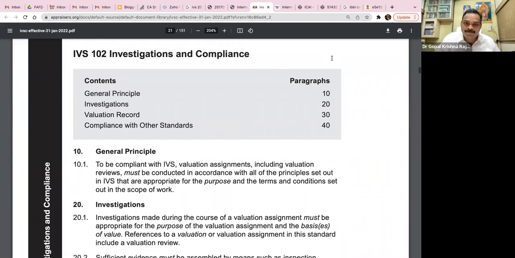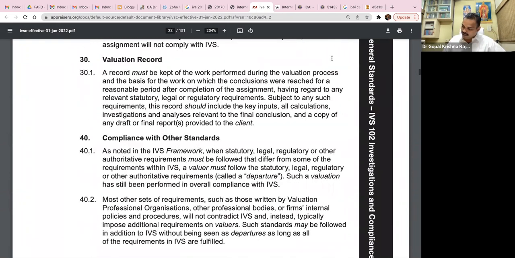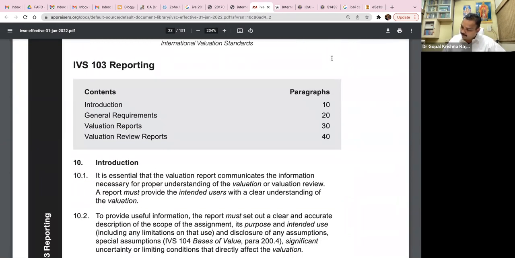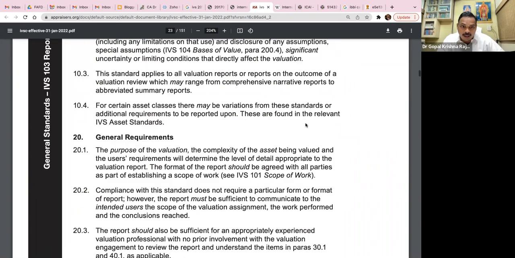Yes. Very, very important. There is a change. Reporting. So, in IVS 103, reporting, there is a change. Now, what is the change? The change is very interesting, guys. Actually, 10, 20, no change. But come to 30, valuation report.